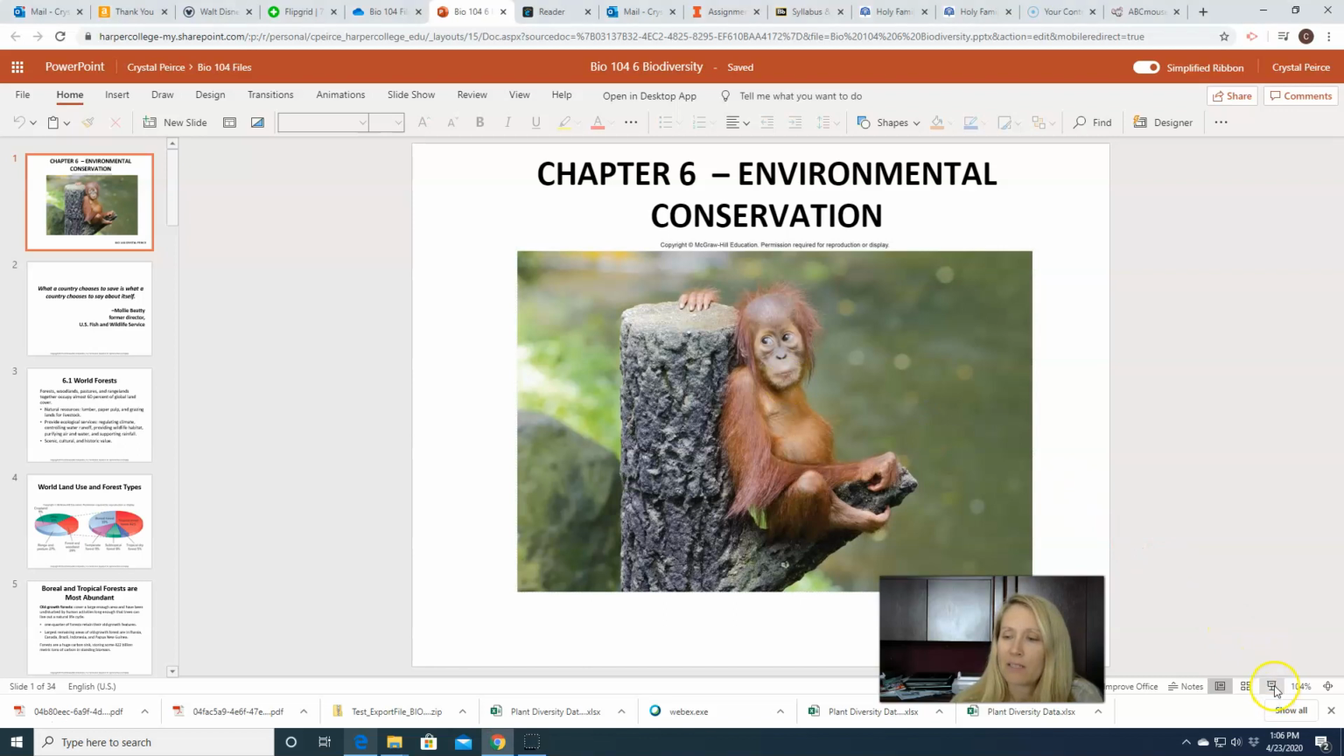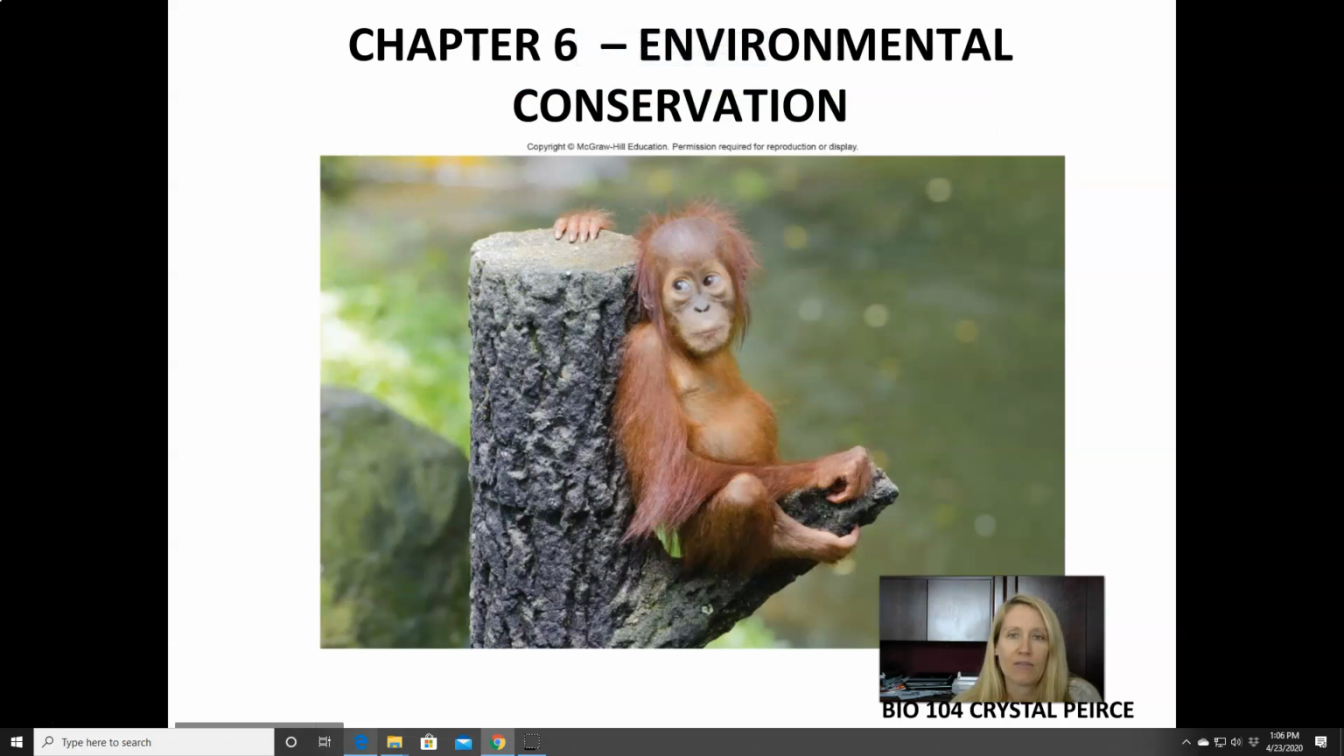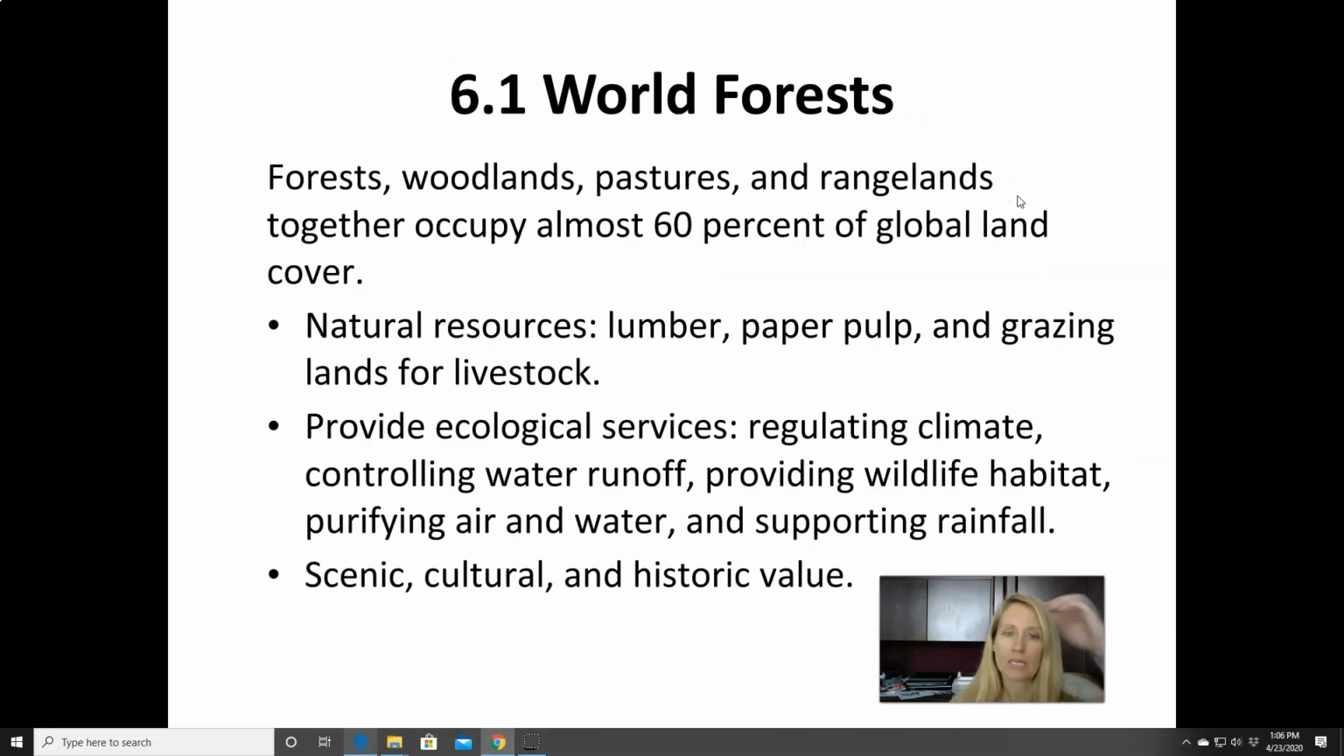This chapter is called Environmental Conservation, and yet as we go through the notes today, you'll see that it's really more about management. We're talking about how we manage different types of environments. As we proceed, we're going to be talking about two types of ecosystems that are very prevalent here in the United States, but are also very economically prevalent ecosystems worldwide and globally as well. So we're going to talk about forests and we're going to talk about grasslands.